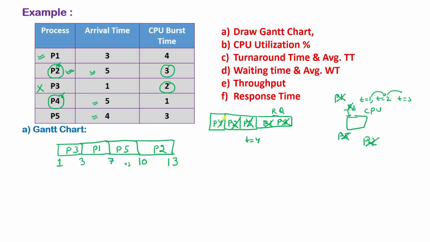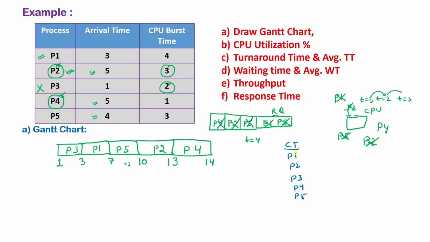Now P4 will be going to the CPU. It will start at t equal to 13, and it will take how much time? So you can see P4 is taking only 1 unit of time. So 13 plus 1, 14. So this will be P4. So at t equal to 14, all the processes have been completed, from P1 to P4.